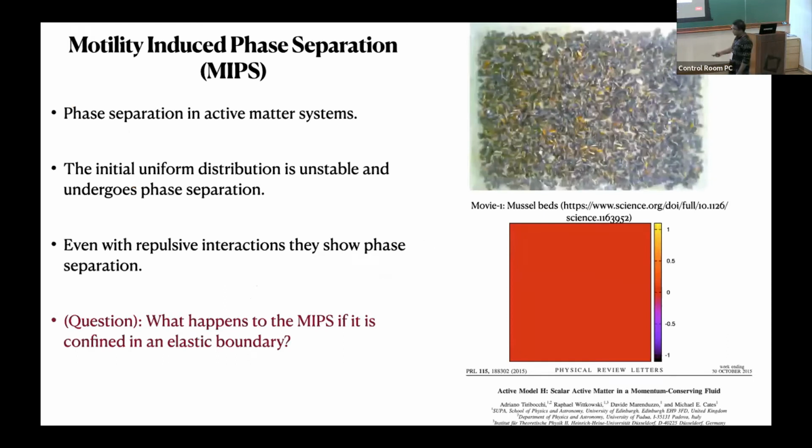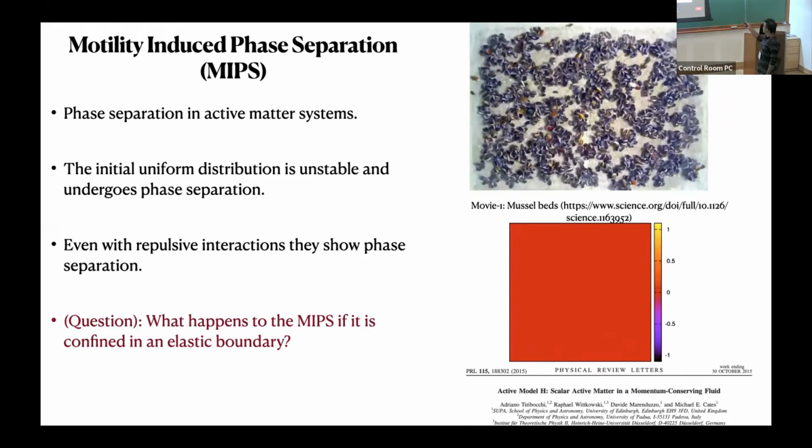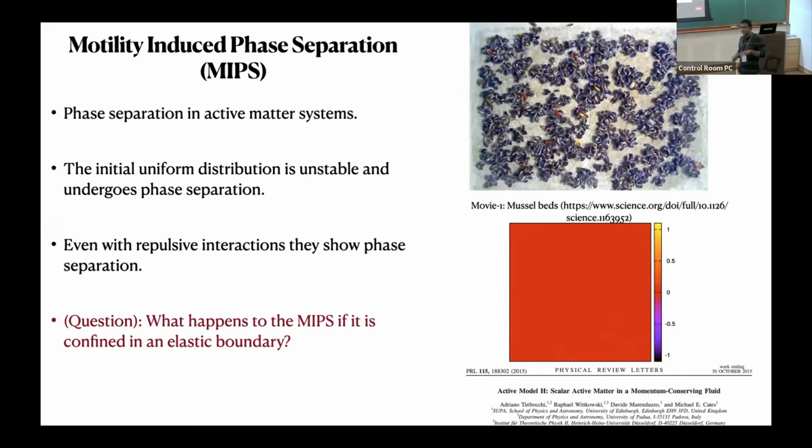So what is motility-induced phase separation? Simply, phase separation in an active matter system is MIPS. For example, in this case, there is a phase separation of muscle beds. It was uniformly distributed at t equal to 0, and it separated into different clusters.